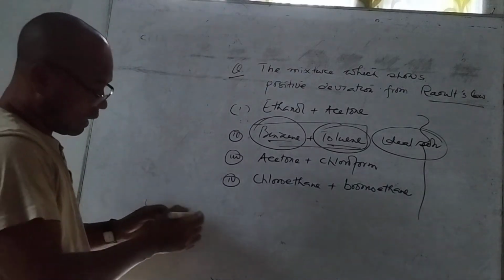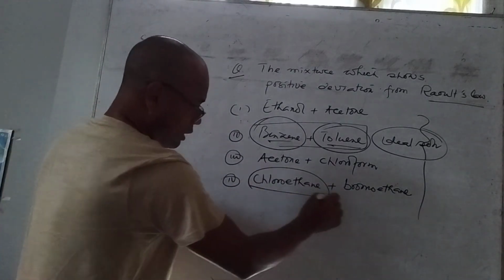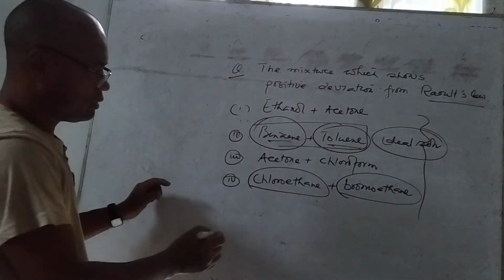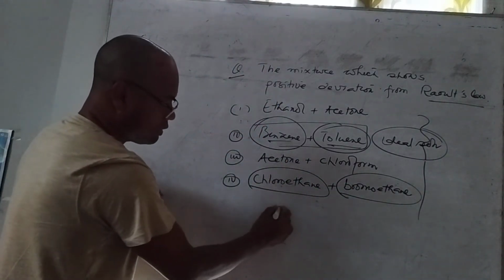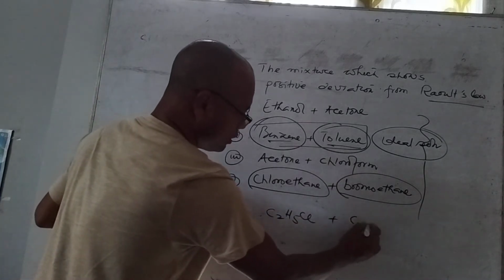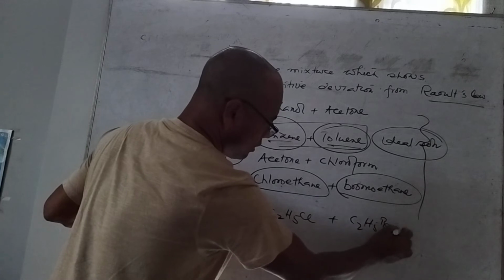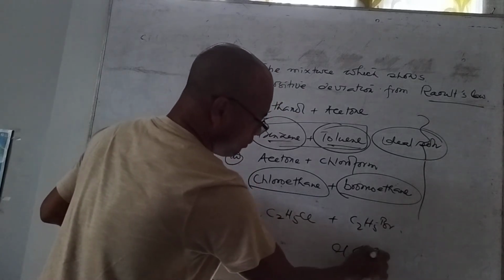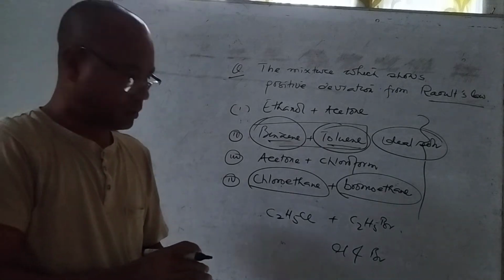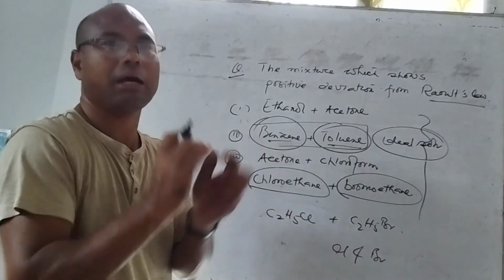Number 2, that is chloroethane and bromoethane, right? Here, chloroethane, you know the formula? We can write Cl-C2H5, and the other is C2H5-Br. See, chlorine and bromine belong to the same family, the halogens. So that means there is some similarity.